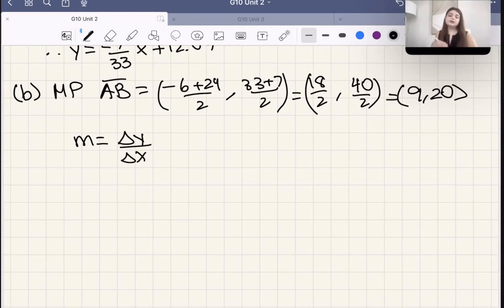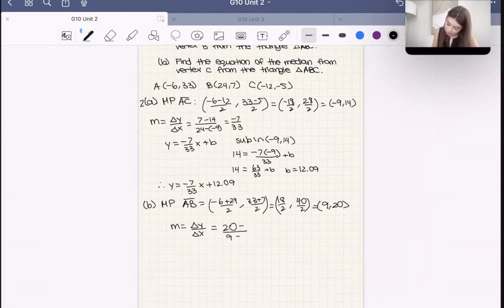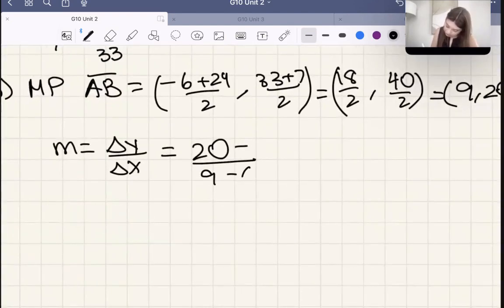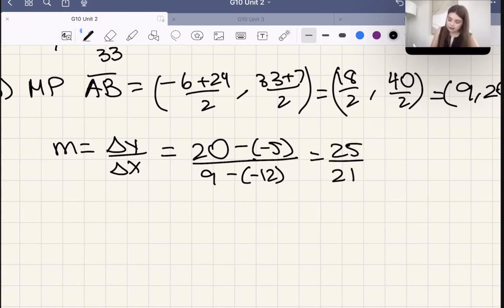And again, this is the slope from the point C to the midpoint of A and B. So that's going to be 20 minus the other one, and then 9 minus the other one. What were those other two numbers? Negative 12 and negative 5. So that's going to be 25 over 21, like that.